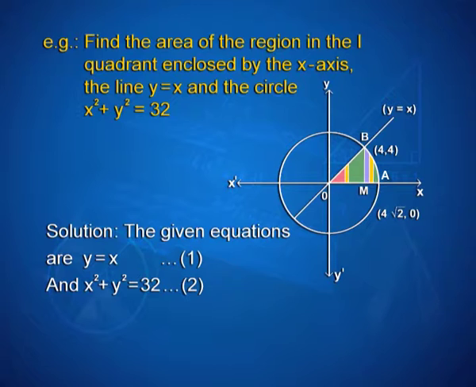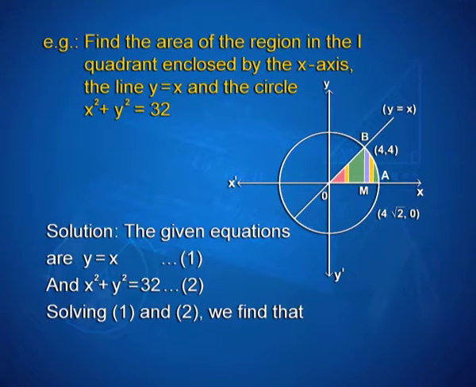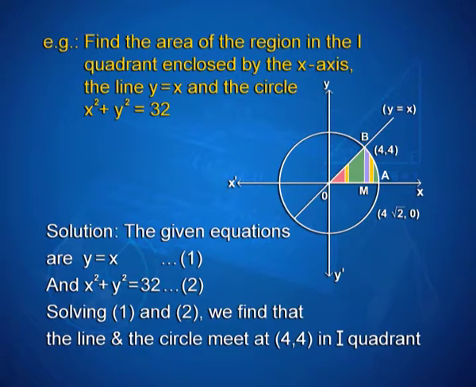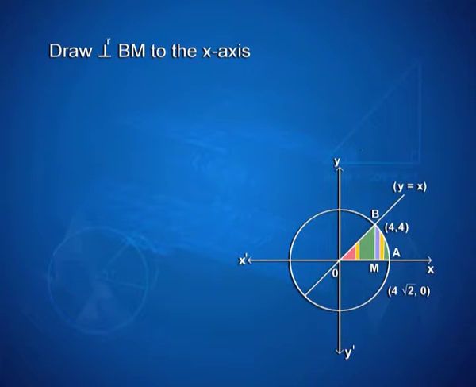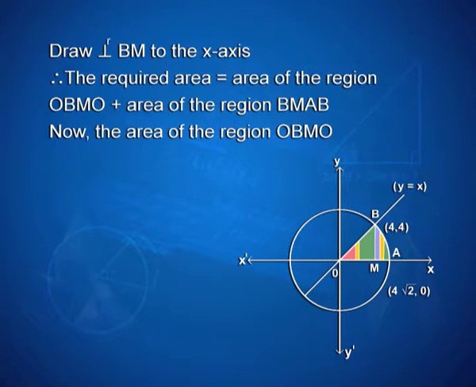We drop a perpendicular BM on OA. Solving the first and second equations, we get that the line and the circle meet at (4, 4) in the first quadrant. Now, after drawing the perpendicular BM to the x axis, the required area is equal to the area of the region OBMO plus the area of the region BMAB.